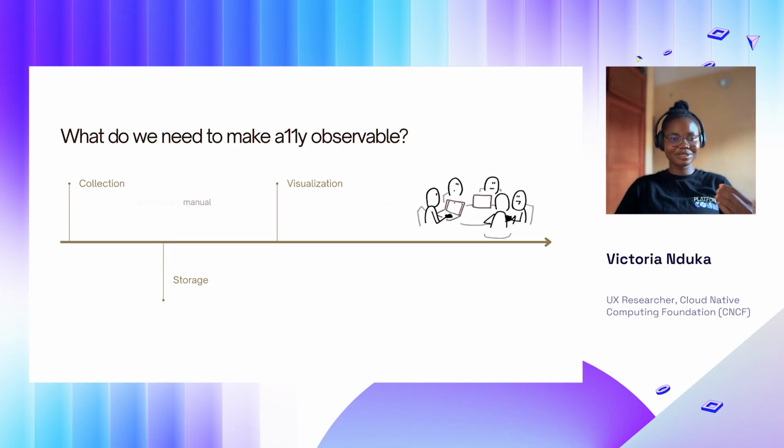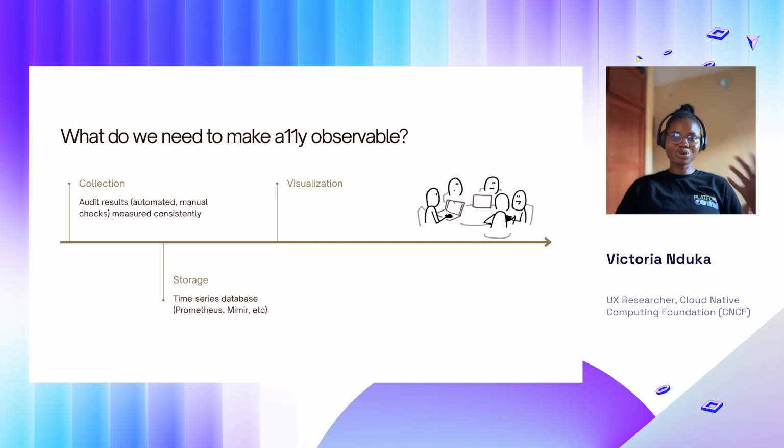For collection, we have the audit results, that's the accessibility audit results that we've done. We just need them measured consistently and not just as one-off reports. We have time series databases to store the results of these audits. We have visualization tools like Grafana and also other open source and non-proprietary solutions out there.